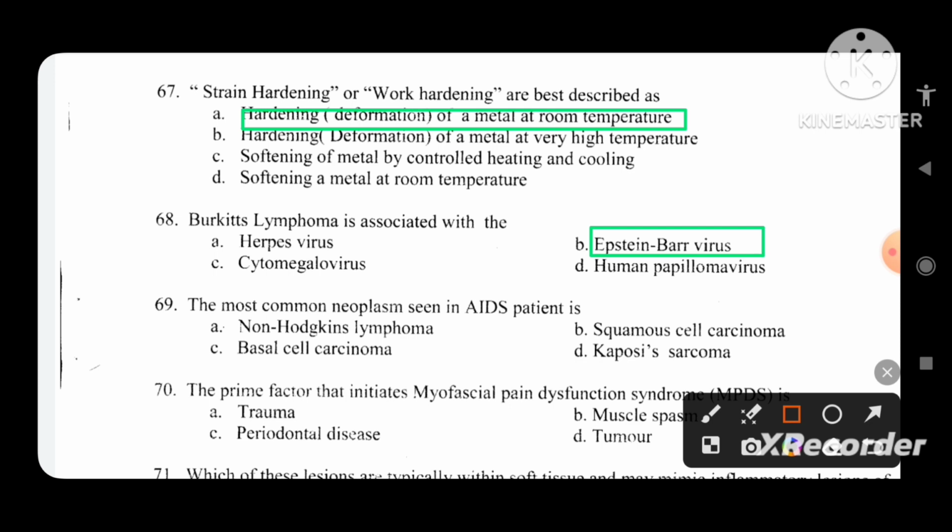The most common neoplasm seen in AIDS patient is non-Hodgkin's lymphoma, squamous cell carcinoma, basal cell carcinoma, or Kaposi's sarcoma. And the correct answer is Kaposi's sarcoma is the most common neoplasm seen in AIDS patient. And the second one is non-Hodgkin's lymphoma.